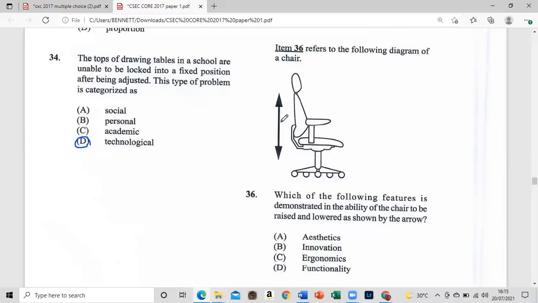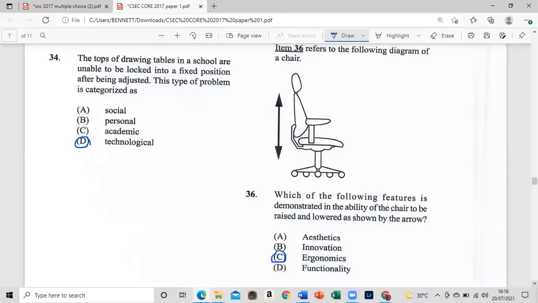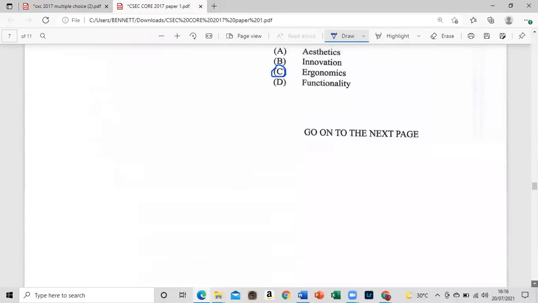All right, is it A, aesthetics, B, innovation, C, ergonomics, or D, functionality? This one was done on the previous paper of 2018. So this is ergonomics. All right, so we're on to 37 now.